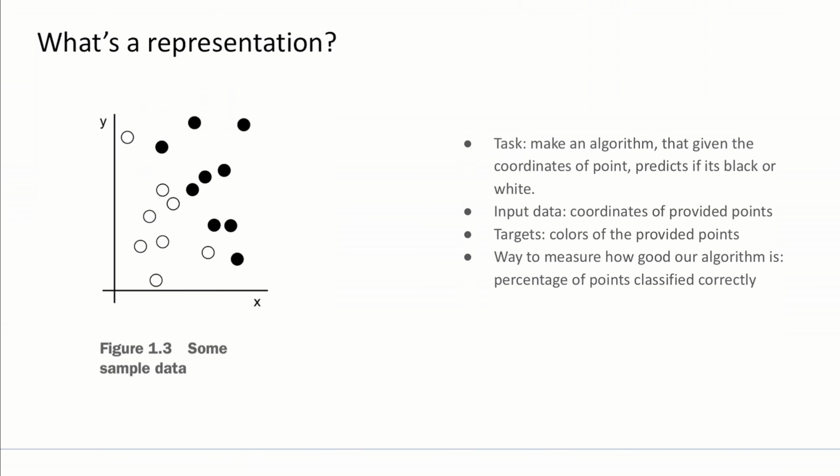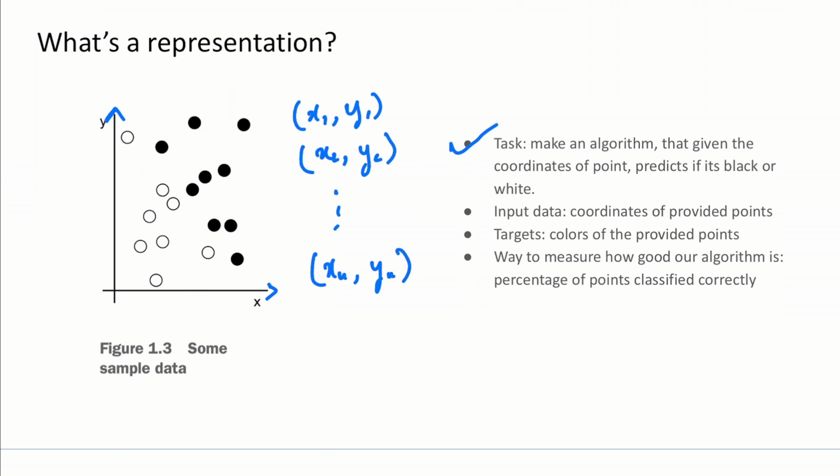Again, coming back to representations. Let's say you have a task which is to make an algorithm that, given the coordinates of a point, predicts if it's black or white. Here you can see you have a bunch of black and white points on this coordinate system, x and y. What you know is the values of the coordinates, so let's say x1, y1, x2, y2, and so on. And you already know if each is a black point or a white point.